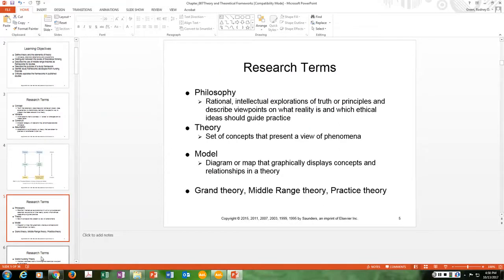Other terms that I'd like you to know: philosophy. This is a rational, intellectual exploration of truth or principles, and it describes viewpoints on what reality is and which ethical ideas should guide practice. A theory is a set of concepts that present a view of a phenomenon. And a model is a diagram or a map that graphically displays concepts and relationships in a theory. Okay, so keep these seven terms in mind as we go through the presentation.